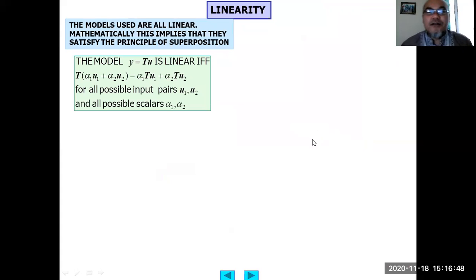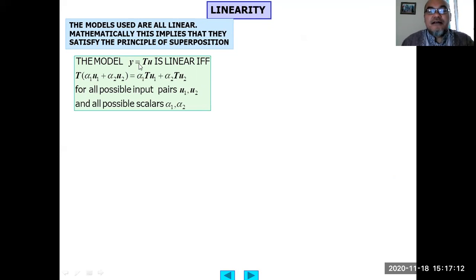Okay, so then the models used are all linear. So mathematically, this implies that they satisfy the principle of superposition. You should have learned this in calculus, and later you will study the principle of linearity and superposition in more detail in engineering mathematics in semester 3.